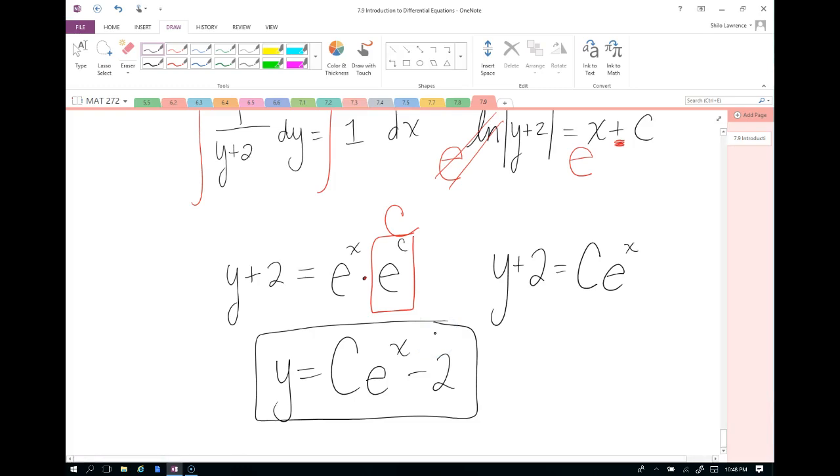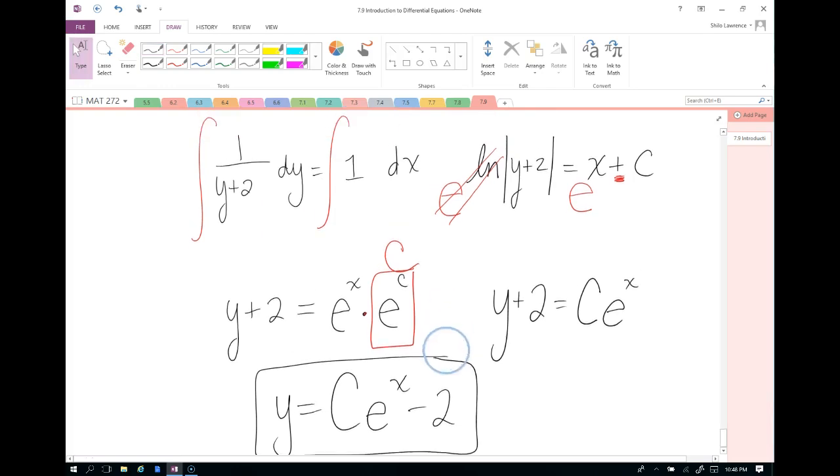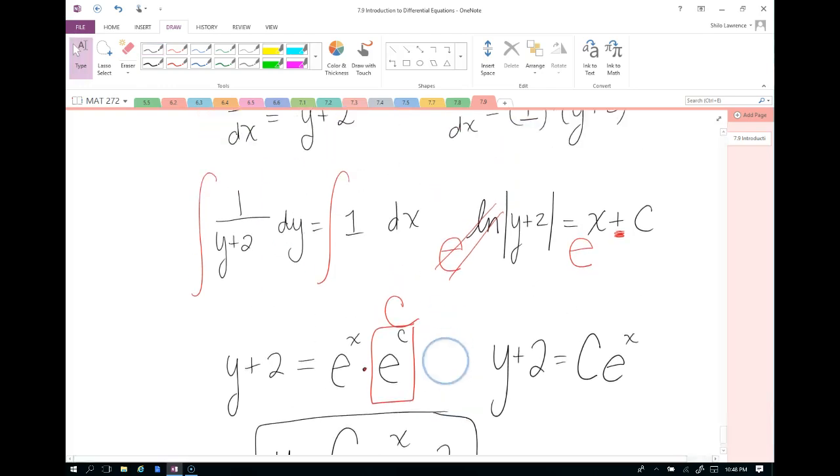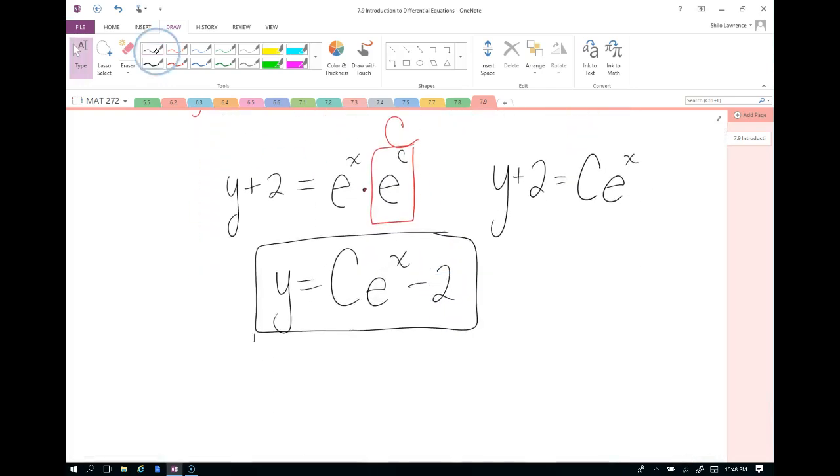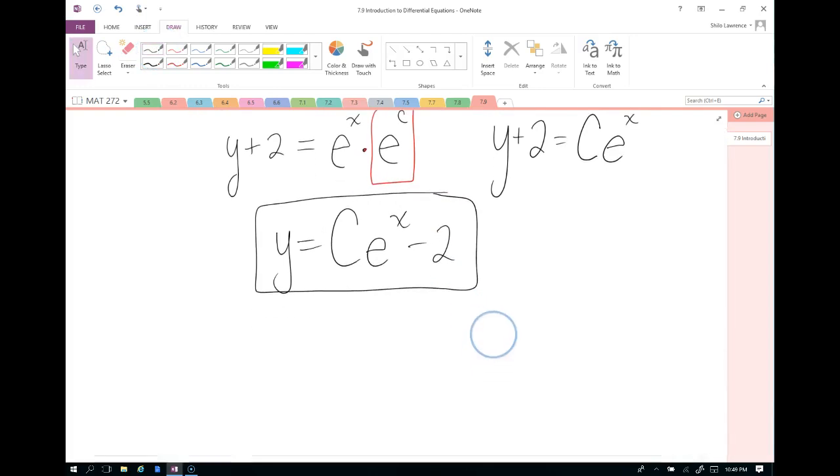And that's our general solution. Now I'm going to show you one more that's very similar. Now I did not write out my u substitution on this one, but the next one's going to be very similar, and we do need to write out the u substitutions because it's going to make a difference in the answer. So just be really careful when you're doing these antiderivatives.